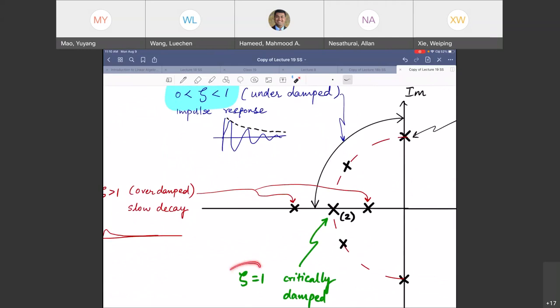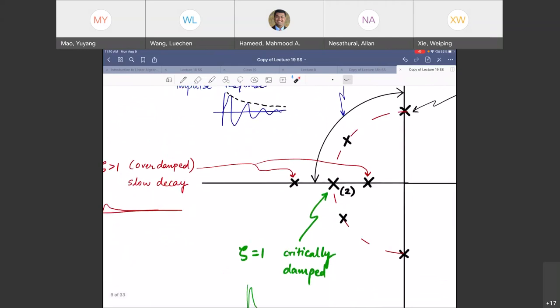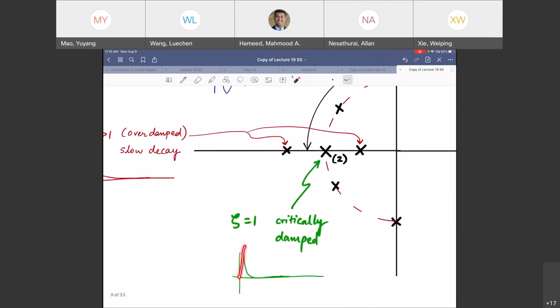If you increase damping even further, make zeta equal to 1, then what you have is a critically damped system where the response shoots up and then dies down very quickly, fast decay. But you don't see any oscillations in the system. That's like saying, flick it, no oscillations, it just dies down. Right? That's zeta equal to 1.